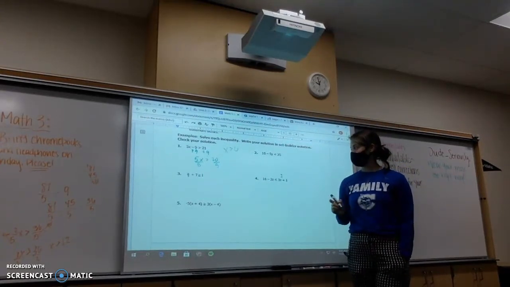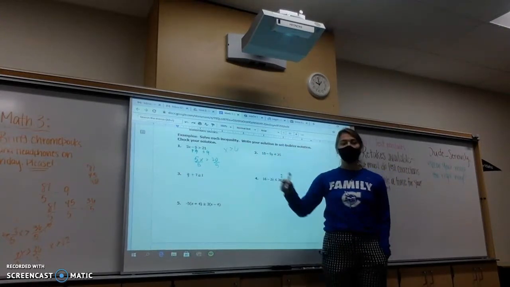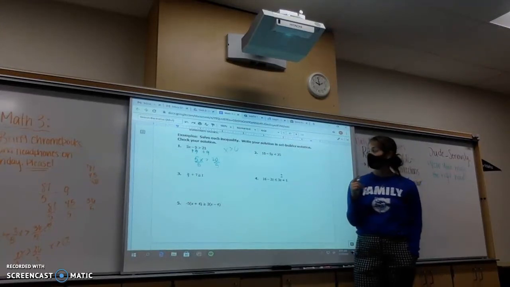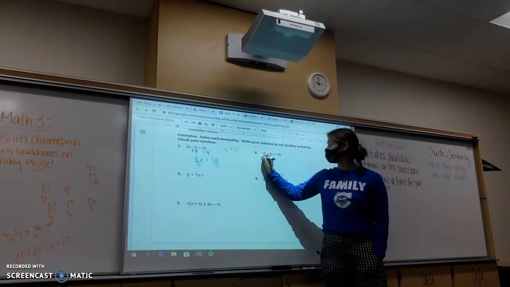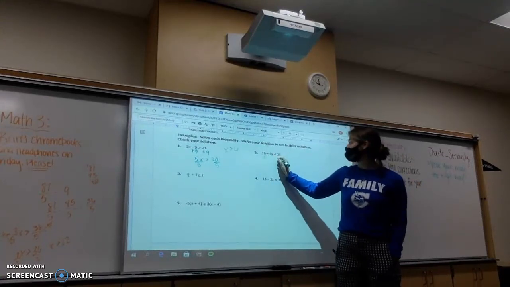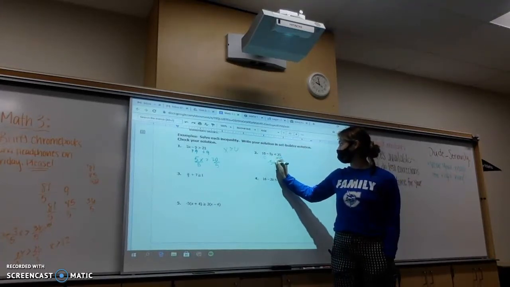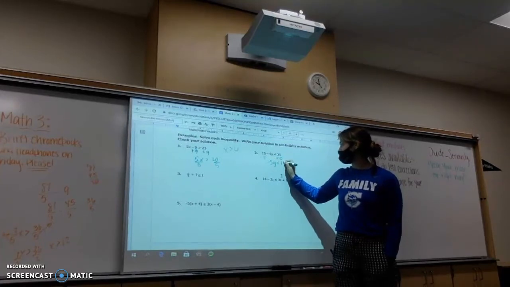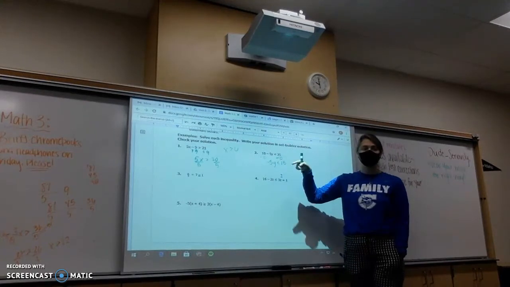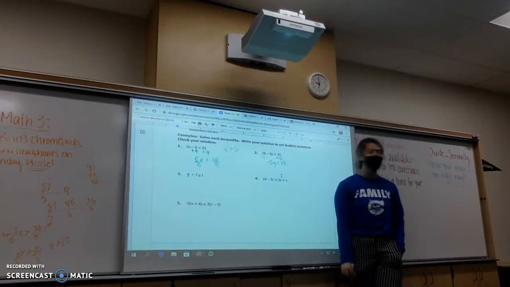Number 2. What is my first step to get y by itself for number 2? Minus 10. It's a positive 10 over here, and I gotta do the opposite of that. So I'm going to subtract 10 on this side. I get -5y is less than 15. Did I change my sign here? Why not? Because we were just adding and subtracting. We don't change the sign then.